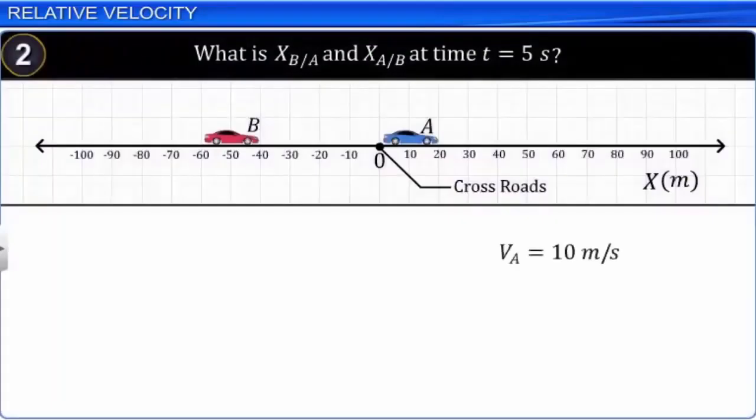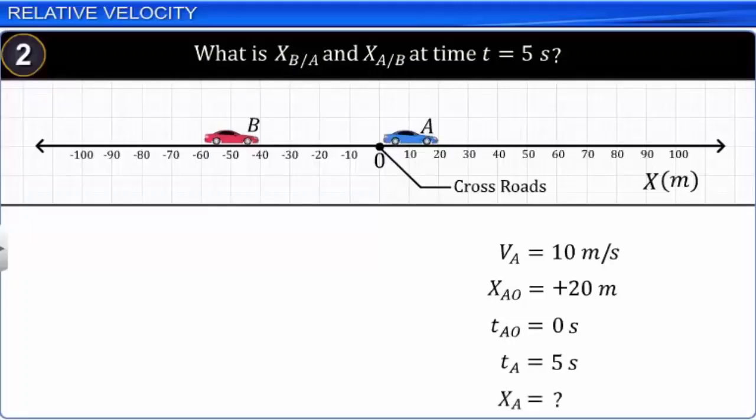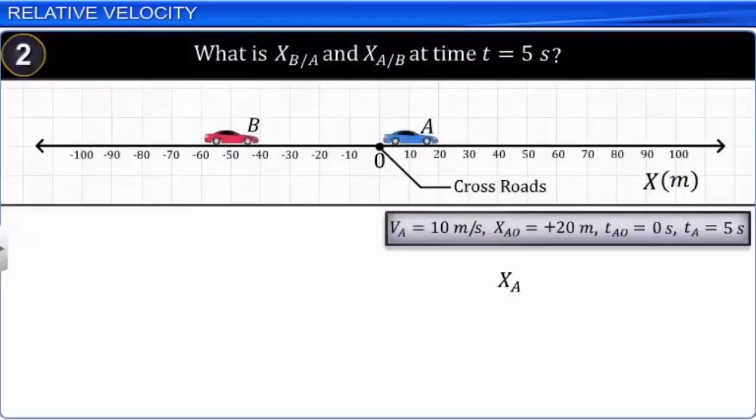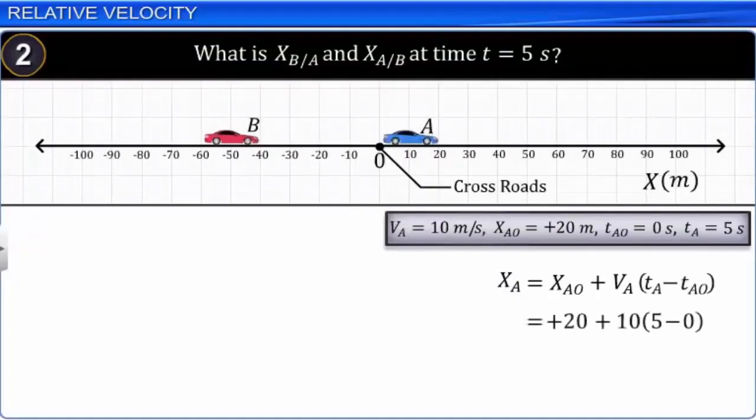XAO is equal to plus 20 meters. TAO is 0 seconds and TA is equal to 5 seconds. We need to find XA. XA is equal to XAO plus VA into (TA minus TAO). On substituting and simplifying, we get XA equal to plus 70 meters.